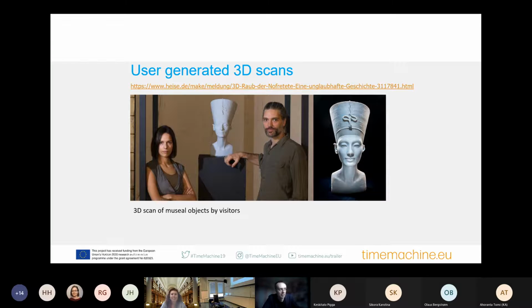Also the point of user-generated 3D scans. I was really curious to hear about the situation on NFTs. With 3D scans, there are also some unclear and fuzzy issues related to that. You may remember this case here, which was about a possible 3D scanning of the bust of Nefertiti in a museum in Berlin, which caused large rumors in 2018. It turned out in the end that this was just a PR activity by an art collective rather than a real theft of this bust.